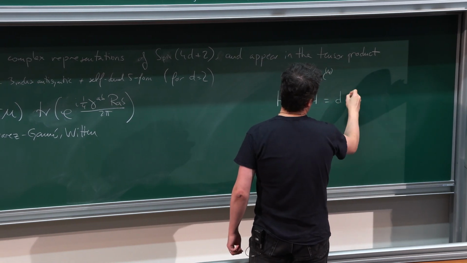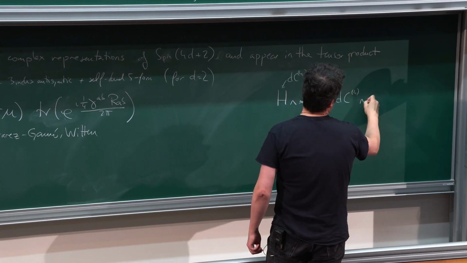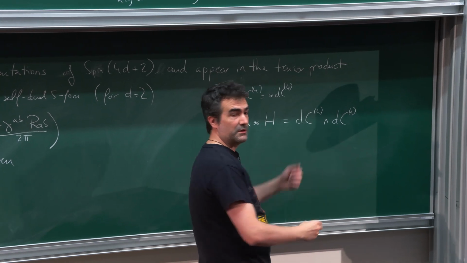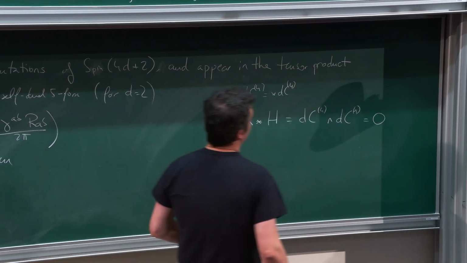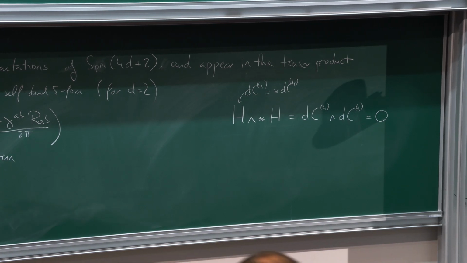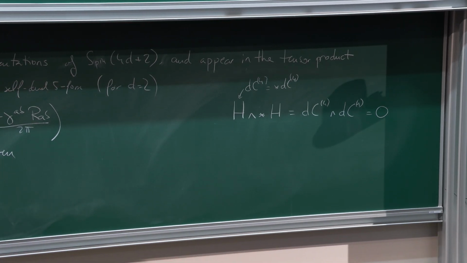But because we are saying that dC4 is equal to a star of dC4, this is dC4 wedge dC4. This is odd degree, and you get 0. So the most naive thing that you can do, you cannot do. I mean, you get 0. You don't get the kinetic term. You have to think a little bit harder.